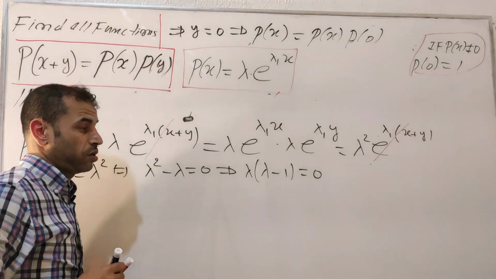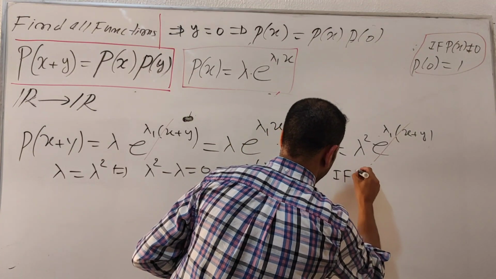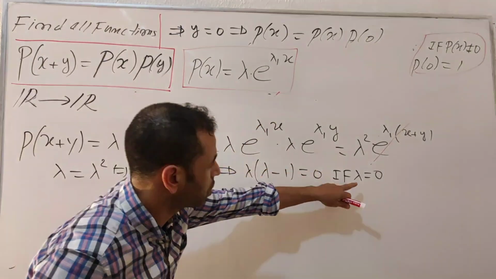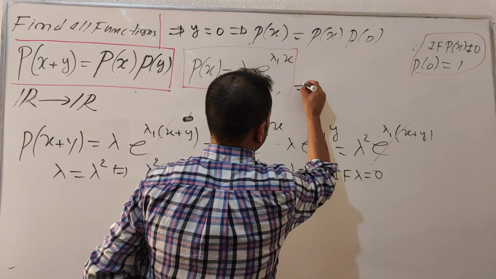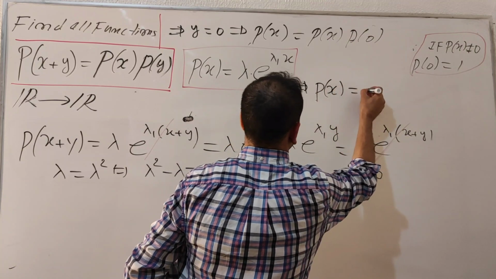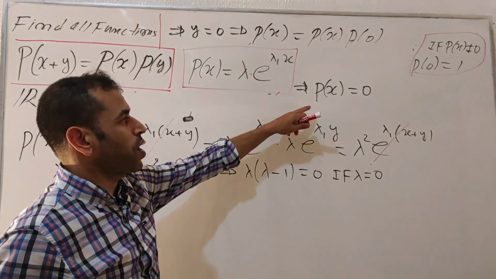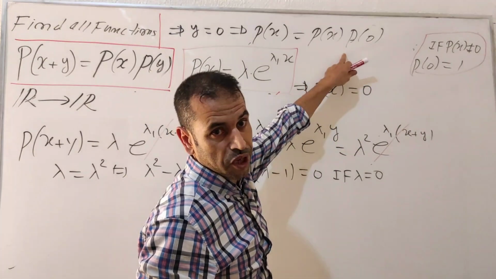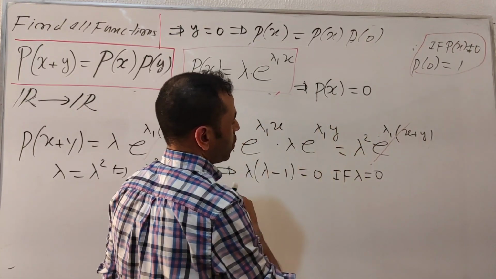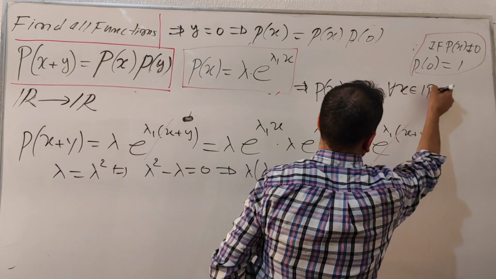Now I have two cases. Case number 1: if lambda equals 0, then replacing lambda with 0 gives a new expression, p of x equals 0. Now you see that the p of x equals 0 which we had previously came from lambda equals 0. That's why we get p of x equals 0, for all x real numbers.